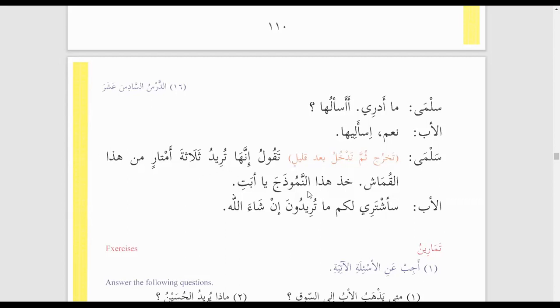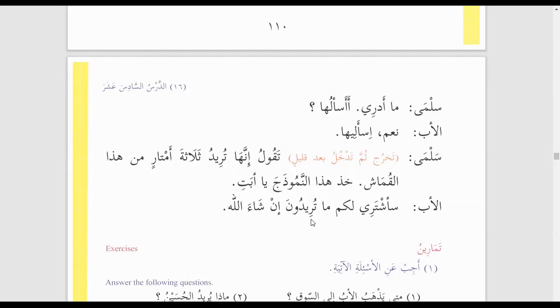Khud hadha namudhaja, ya abati. Take this sample, O my father. Khud, what do you remember about khud? Fe'lul amr. It's a special verb. It should be u'khud, but the Arabs find it difficult to read, so that's why it has become khud, you take. Khud hadha namudhajan, ya abati, take this sample, O my father.